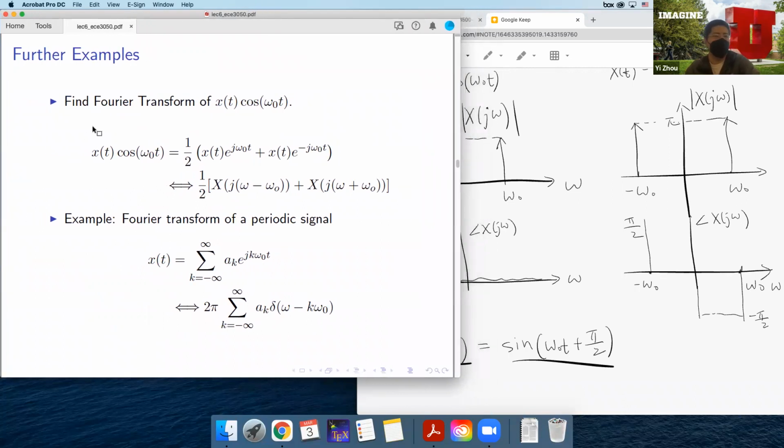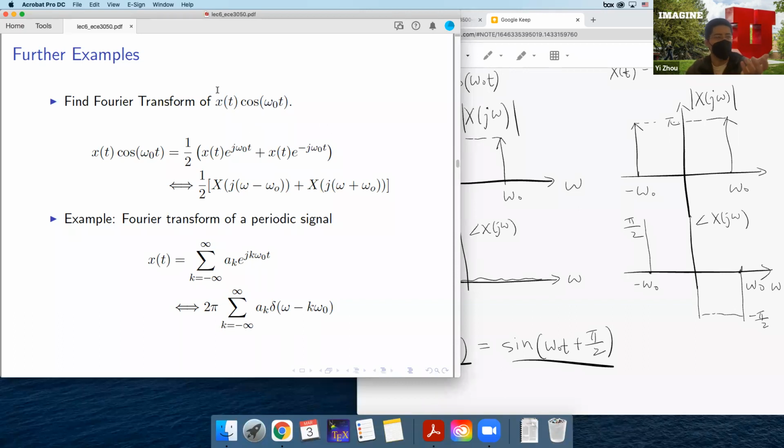And here are further examples. This is another very important application of the frequency shifting property. We call this modulation, and we will see this example. So find the Fourier transform of x(t) times cosine omega naught t. So you have an underlying signal of interest x(t). For example, this x(t) could be a voice signal that you recorded, a human voice, for example. Now you are looking at x(t) multiplied by cosine omega naught t. So we call this operation modulation in signal processing.